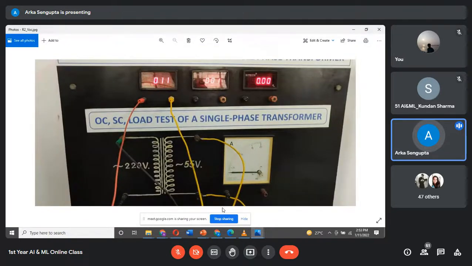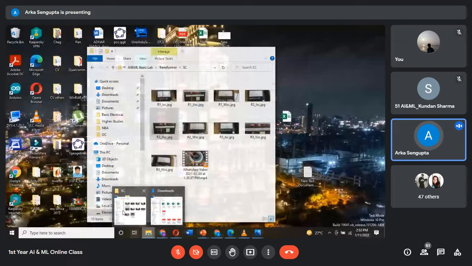You can see in the short circuit test, the secondary side is shorted, and the test is performed on the high voltage side. Therefore, the low voltage side is shorted. You cannot see it over here, so I'll show you that the low voltage side, which is 55 volt, is shorted with the help of a wire. And all the components are connected on the 220 volt side. From the video, you will be able to see that.